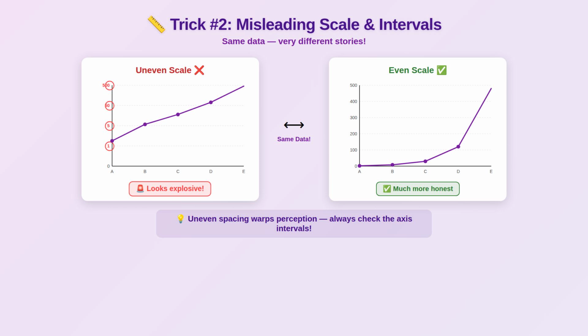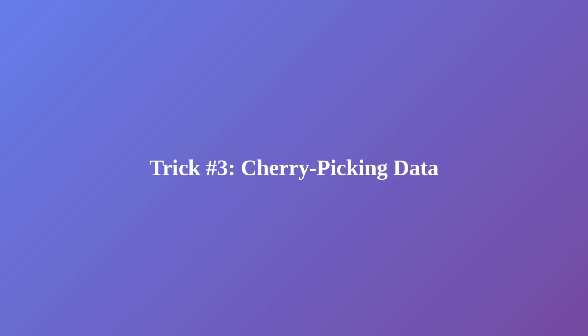Ready for the next level? There's another trick Maya found that's even more subtle. Now this one is really sneaky, cherry-picking data. Imagine a company selling lemonade. Their sales dipped for 2 years, then jumped one summer. If they only show you that one good summer on a graph, it looks amazing. But show the full 5 years?